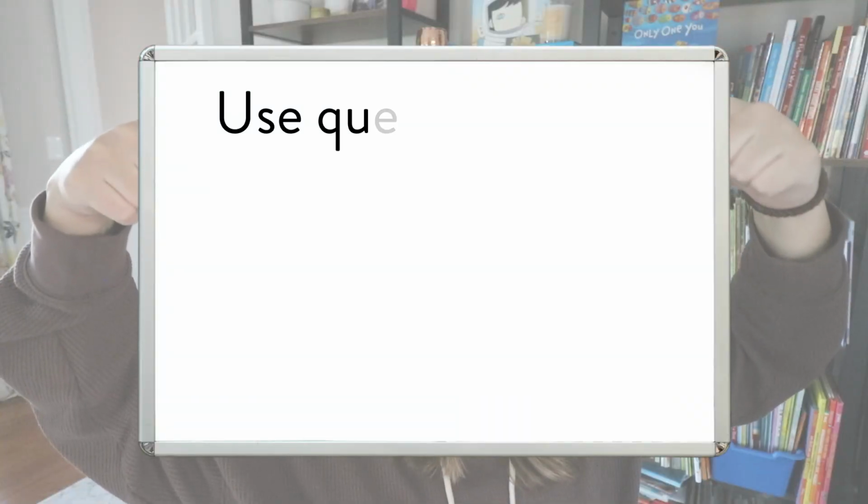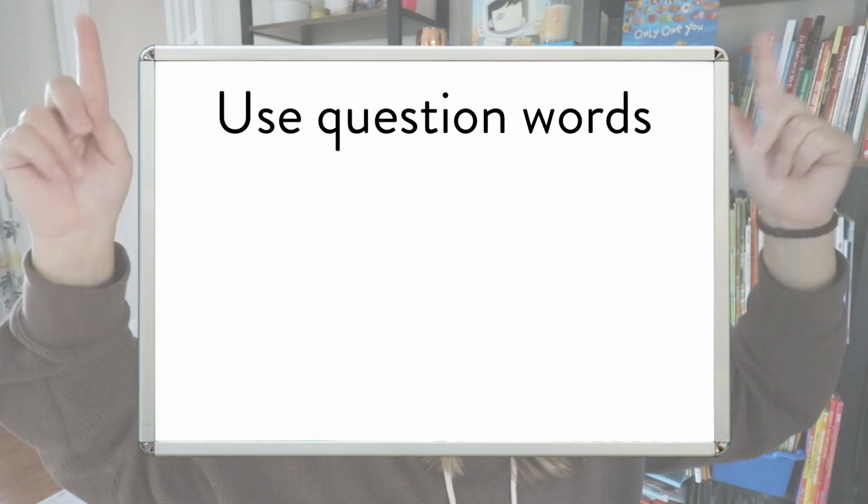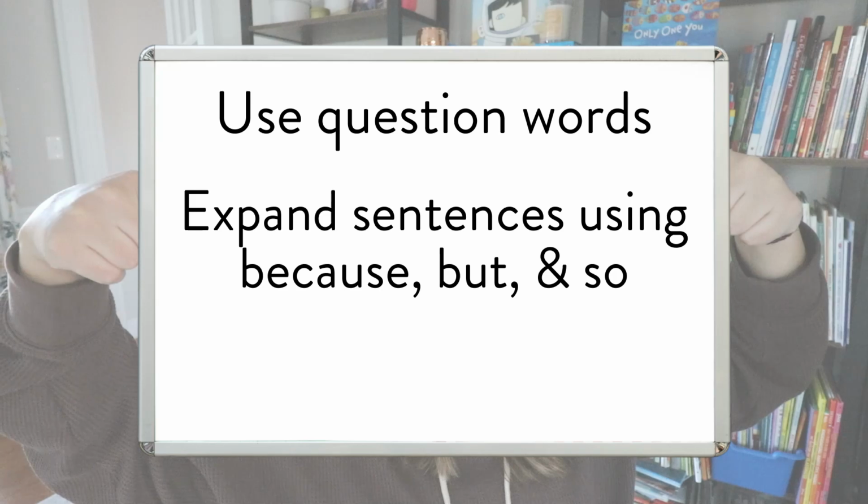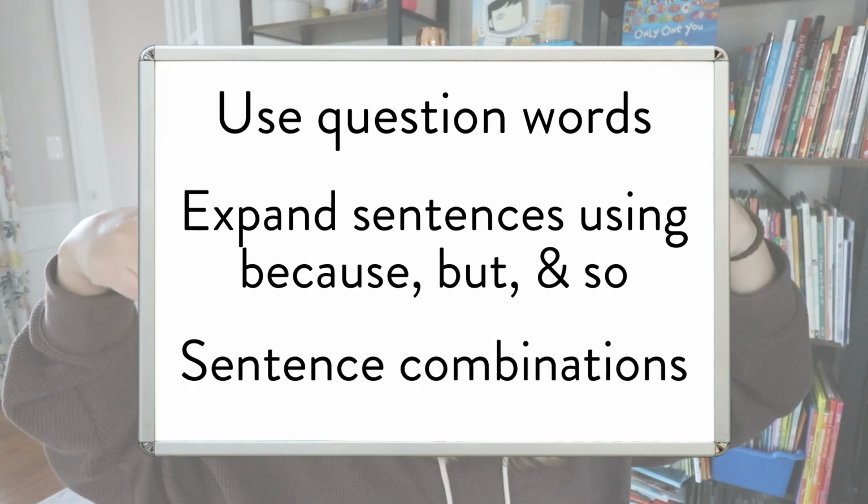So there you have 3 different effective strategies for teaching students how to expand their sentences. Just to review them one more time, first is have students ask the question words. Second is have students expand using because, but, so. And then have students practice sentence combinations. All 3 of these are activities you'll definitely want to model with your students, explicitly showing them how to do this. Definitely using that I do, we do, and then you do model.